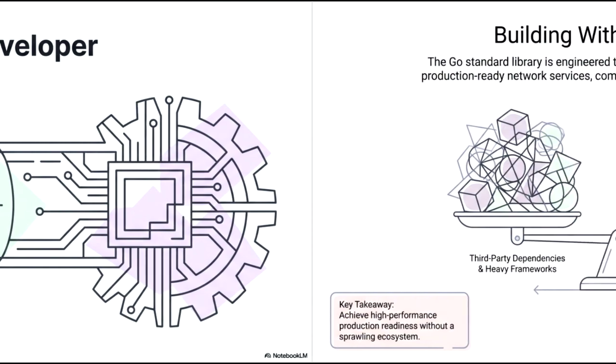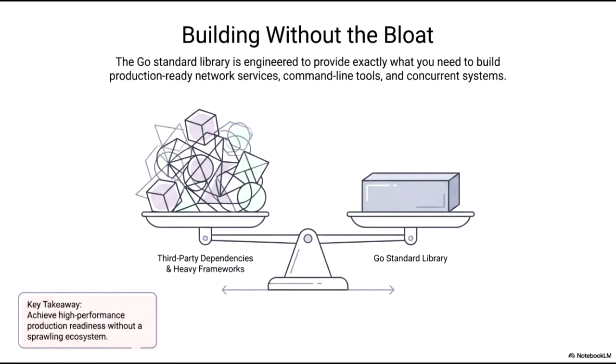Let's get started. Building without the bloat is a core philosophy of the Go programming language. As illustrated by this comparison, many development environments rely on a chaotic accumulation of third-party dependencies and heavy frameworks. Go takes a different approach. Its standard library is meticulously engineered to provide exactly what is necessary to build production-ready network services, command line tools, and complex concurrent systems. By utilizing this robust and comprehensive built-in toolkit, developers can achieve high-performance production readiness without the burden of a sprawling and often fragile external ecosystem.